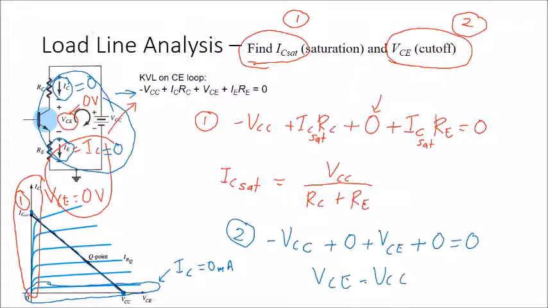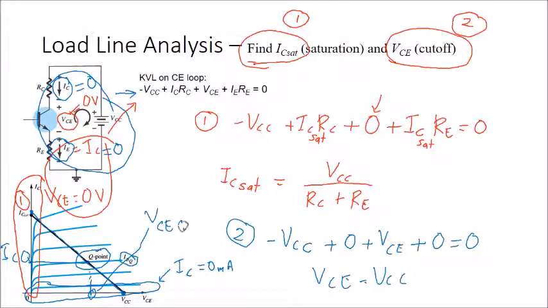Okay, load line. And then this is your Q point. For example, you have to use a certain IB. Let's say a certain IB, so we just note here as IBQ. And then, for example, you need to find the value of IC. So this is your value IC. This one will be ICQ. And then from here, this one will be your VCEQ.